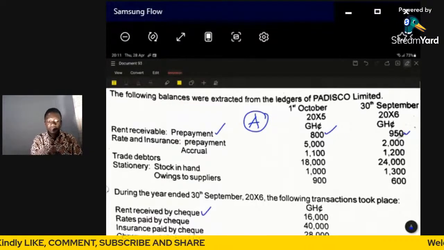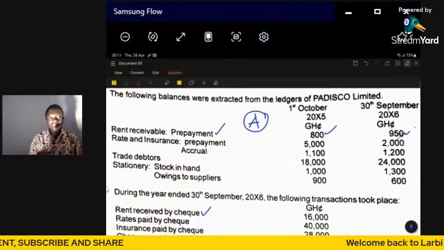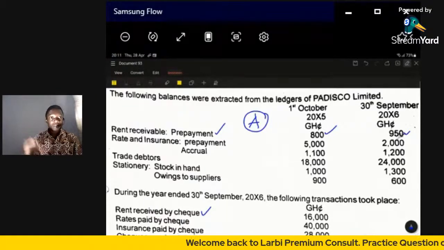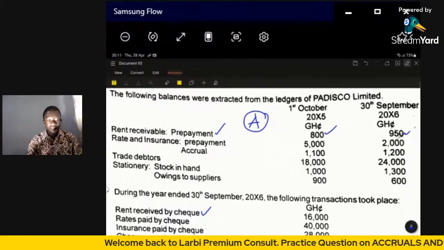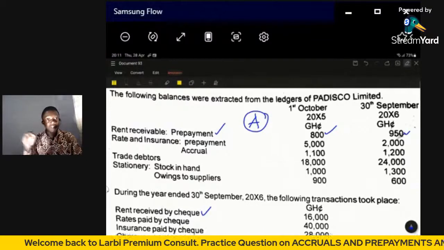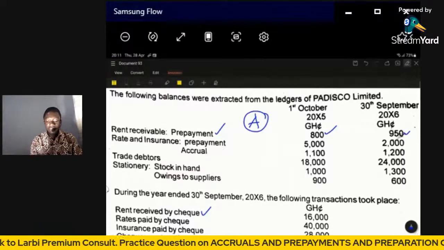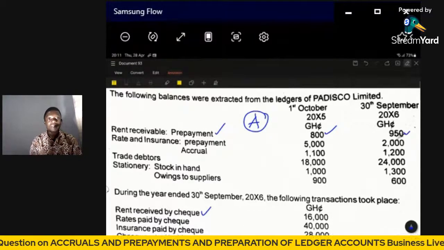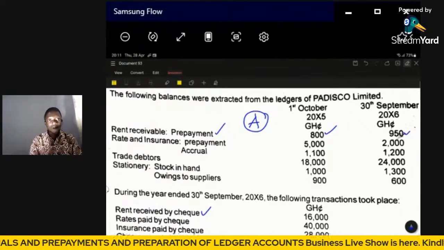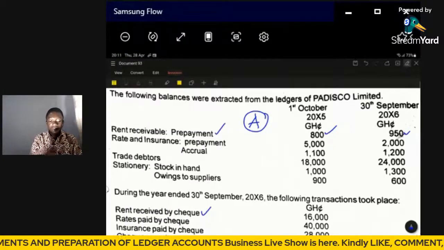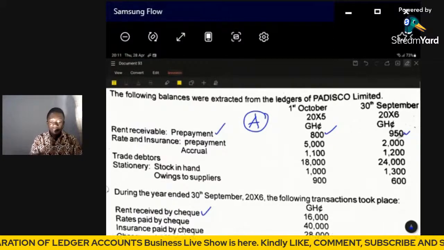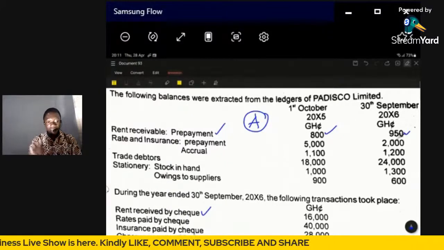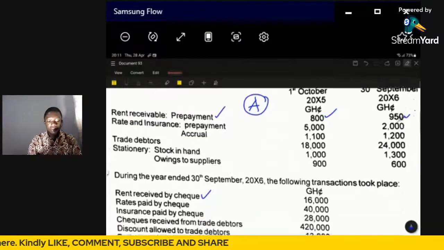So here, the rates and insurance that you see is an expense that they have prepaid. They have paid for that expense, but they haven't enjoyed the benefit. So to Padisco Limited, it becomes a current asset. We said all assets have a debit balance in their account. So this rates and insurance figure that you see here as prepayment is going to be debited as a balance brought down, at the debit side of rates and insurance.